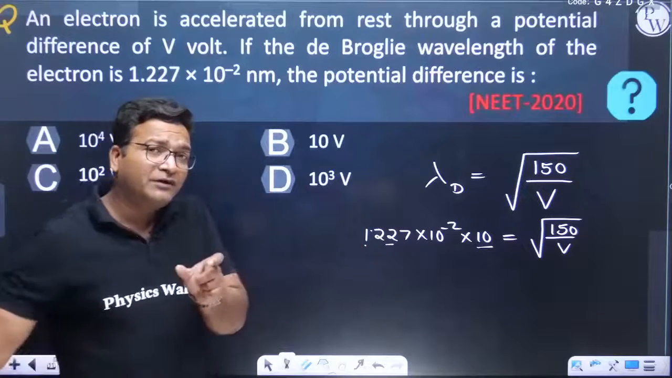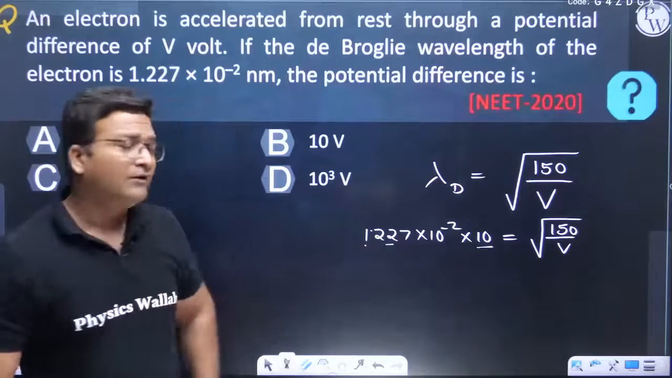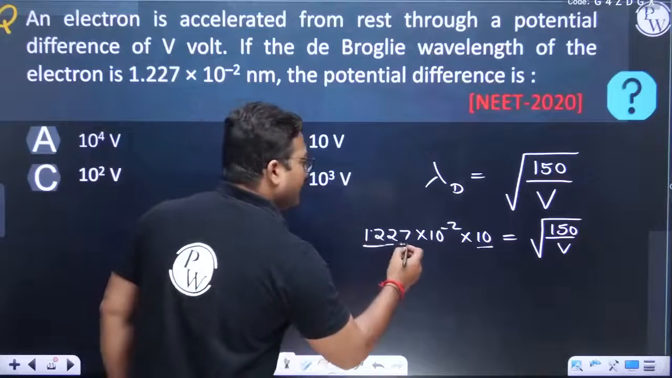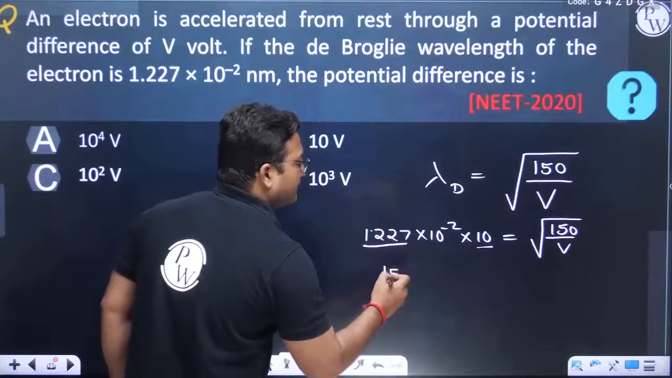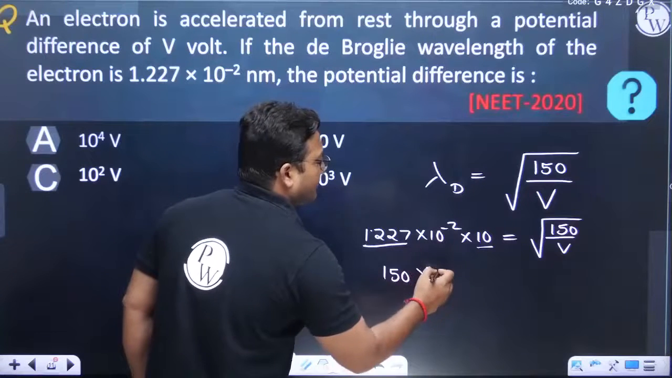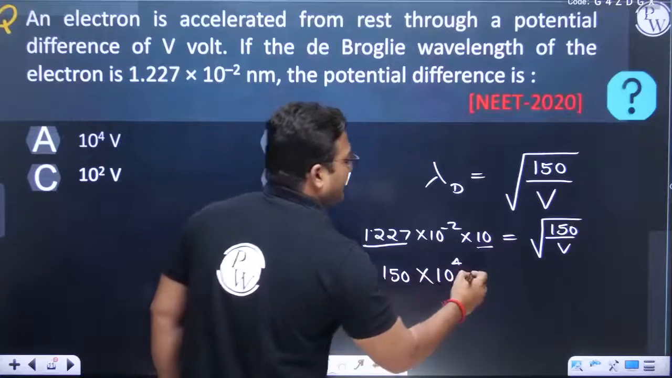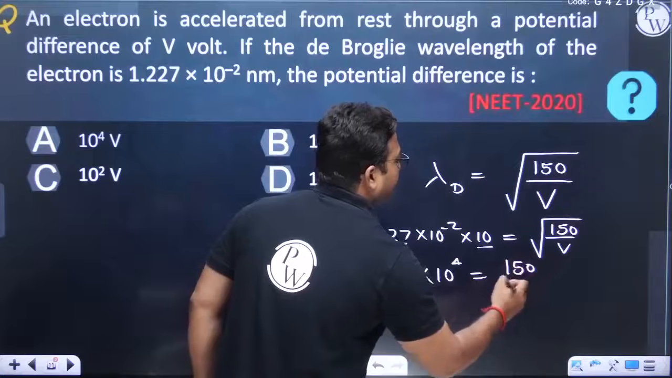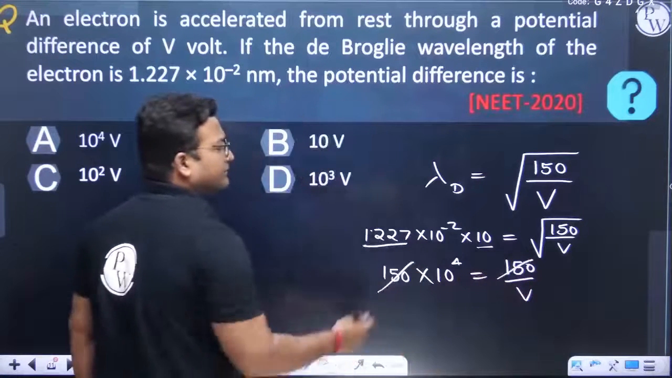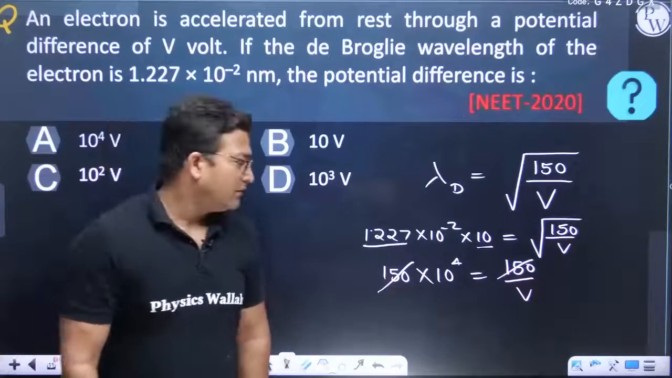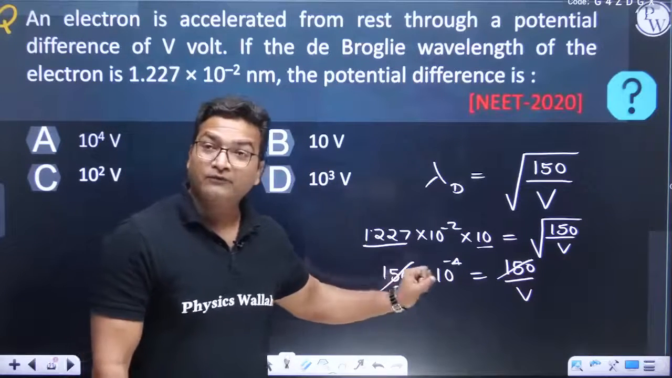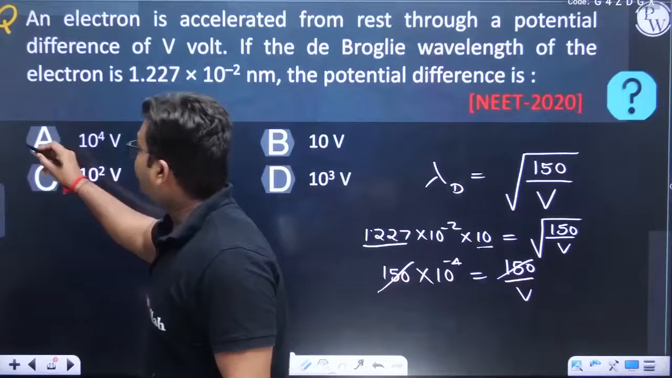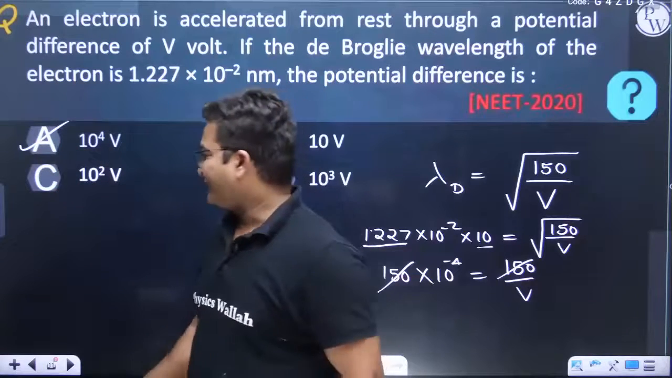If you square 12.27, you get nearly 150. So 12.27 squared becomes 150 times 10 to the power minus 4, obviously, and equals 150 divided by V. So if you cancel this, obviously V equals 10 to the power 4. Okay, V equals 10 to the power 4 volts. So obviously A is your perfect choice.